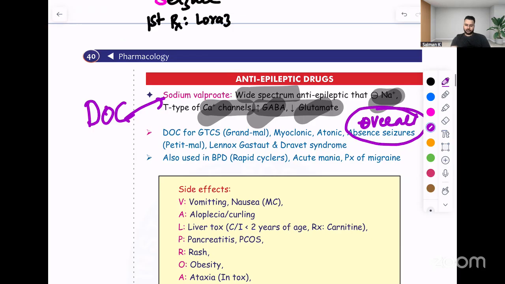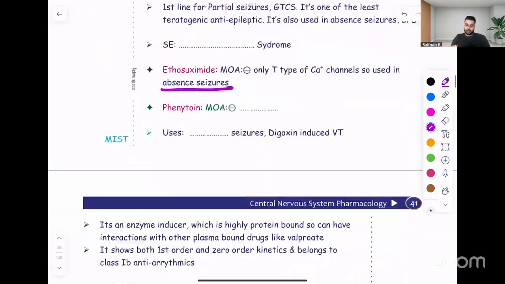Unless they very specifically mention typical absent seizure. If this is the word they have given, then choose ethosuximide. If they mention typical absent seizure, choose ethosuximide. If they have given absent seizure along with something else, close your eyes and choose valproate. Let's say they haven't given anything like that, still choose valproate as the answer. That's what I'll tell you.